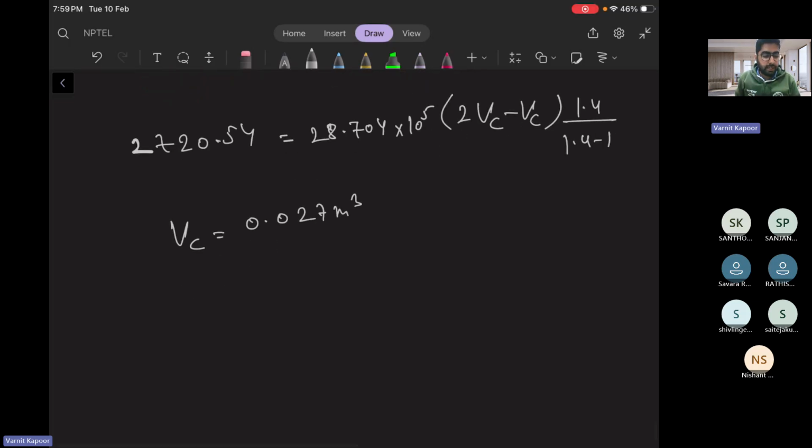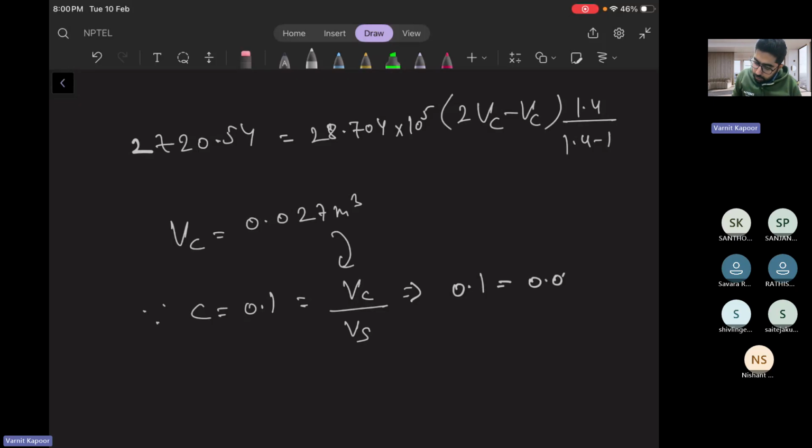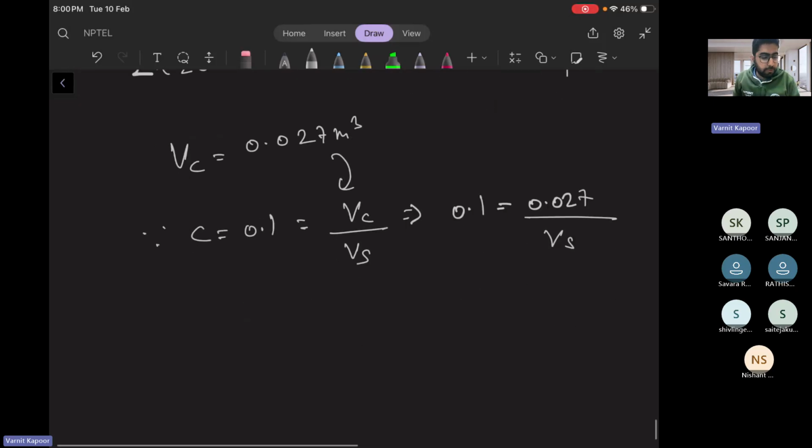Since we know the clearance ratio is given as 0.1, that is Vc by Vs, the clearance volume to that of swept volume. So 0.1 is equal to 0.027 by V swept. So the swept volume you got is 2.7 meter cube.